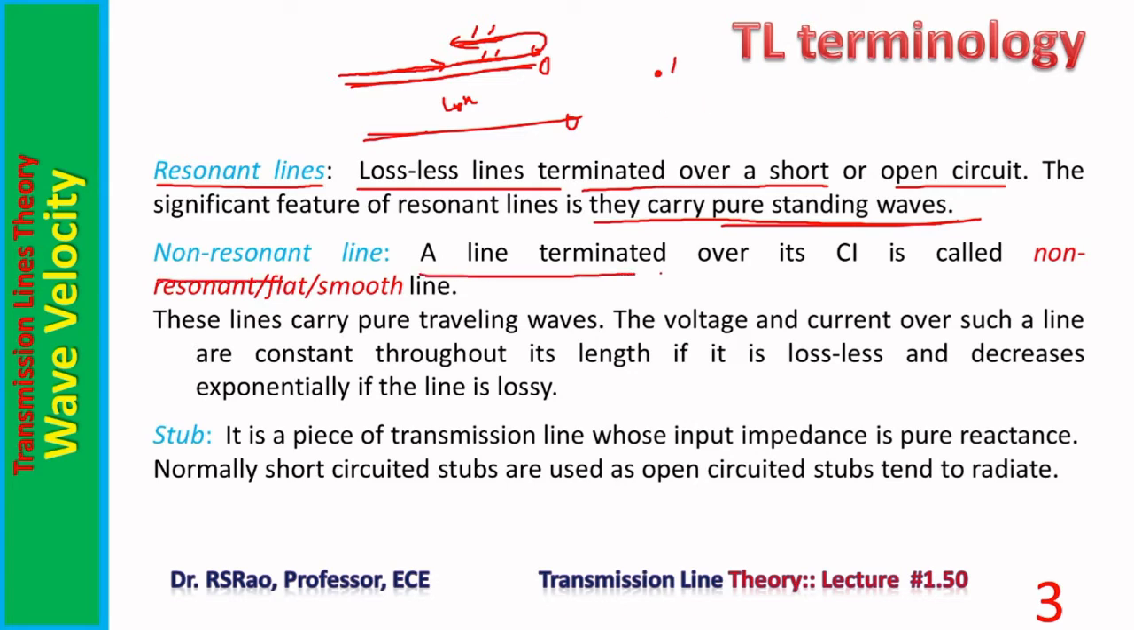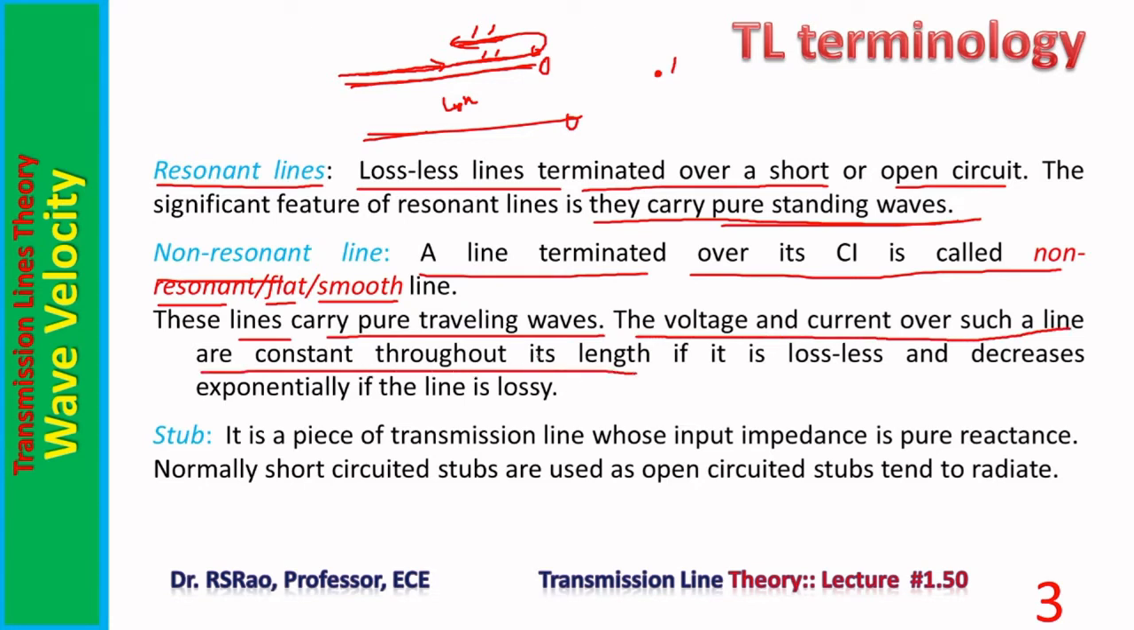Non-resonant line. A line terminated over its characteristic impedance is called a non-resonant or flat or smooth line. These non-resonant lines carry pure traveling waves. The voltage and current over such a line are constant throughout its length if it is lossless, and decrease exponentially if the line is lossy. The resonant line is one which is terminated over open circuit or short circuit or pure reactance. Non-resonant line is one which is terminated over characteristic impedance.